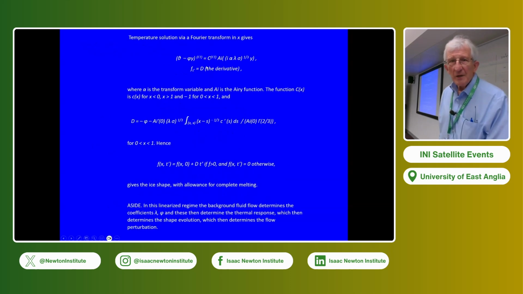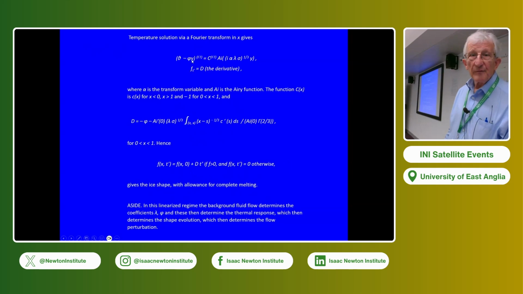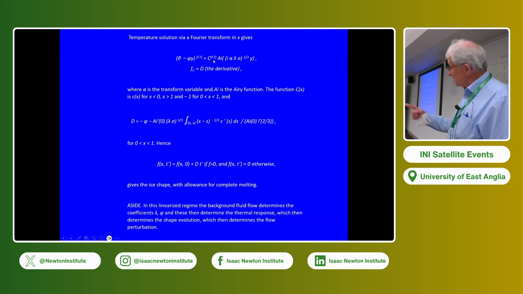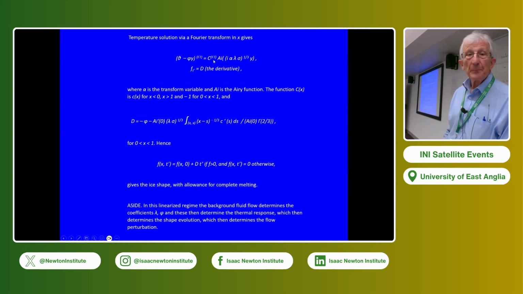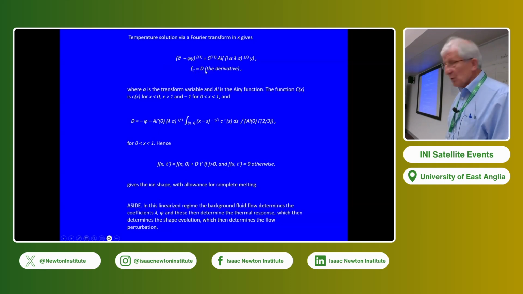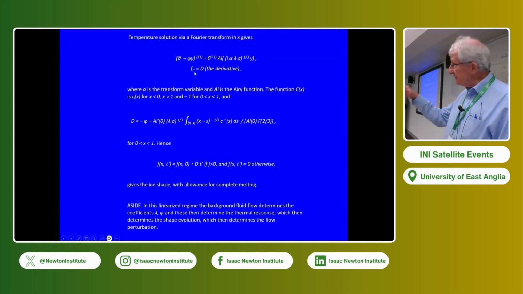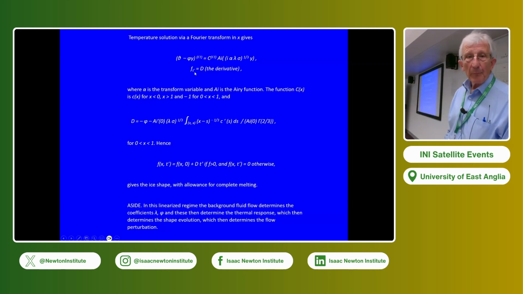Here it is written down that theta is a multiple of the Airy function of i alpha, etc. And the multiple there is the temperature at the wall, that's the function c transformed. So that gives us the temperature profile, and from that we can deduce the derivative of the temperature at the wall, and that's going to tell us how f is going to vary with time.